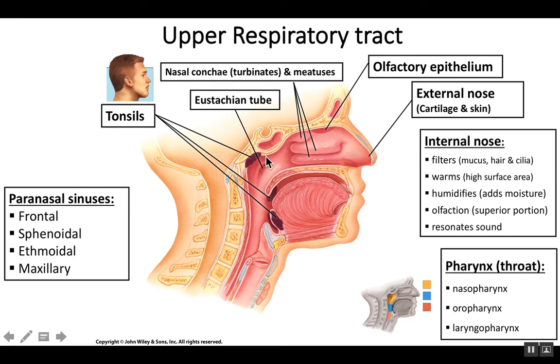This is also a site where infection from the upper respiratory tract could travel to the middle ear and cause a middle ear infection, or otitis media.